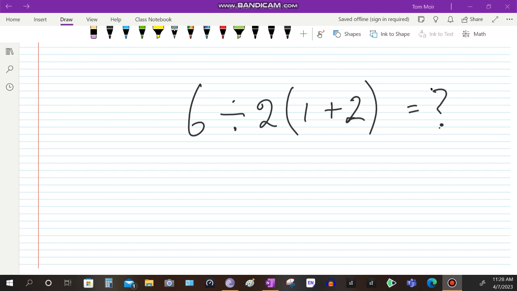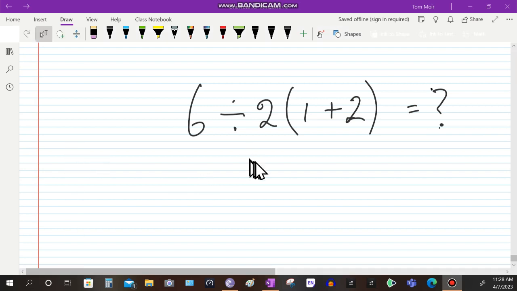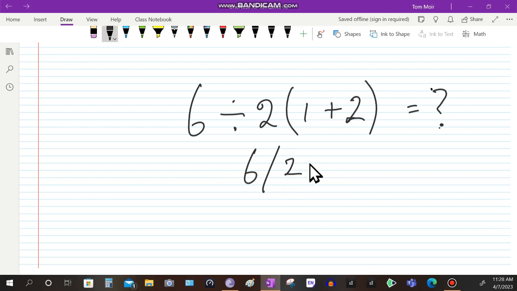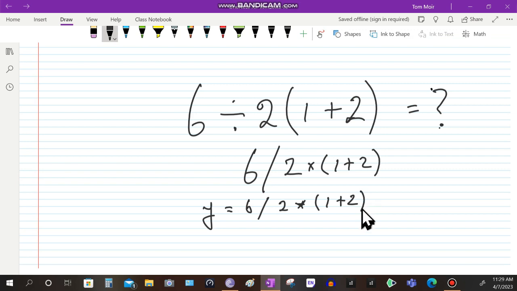So here's the problem again, written down in the old format, but I'm going to write it as 6 divided by 2, I suppose I should put times 1 plus 2. If you put that into a C program or any kind of software, if y was the output, you'd be doing something like y equals 6 divided by 2 times something like 1 plus 2, and then you'd output the answer to the screen or wherever you're putting it.